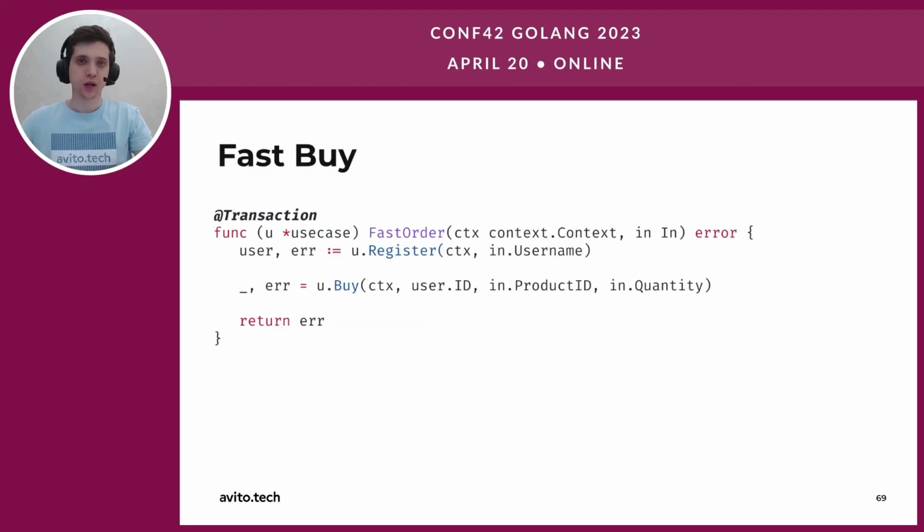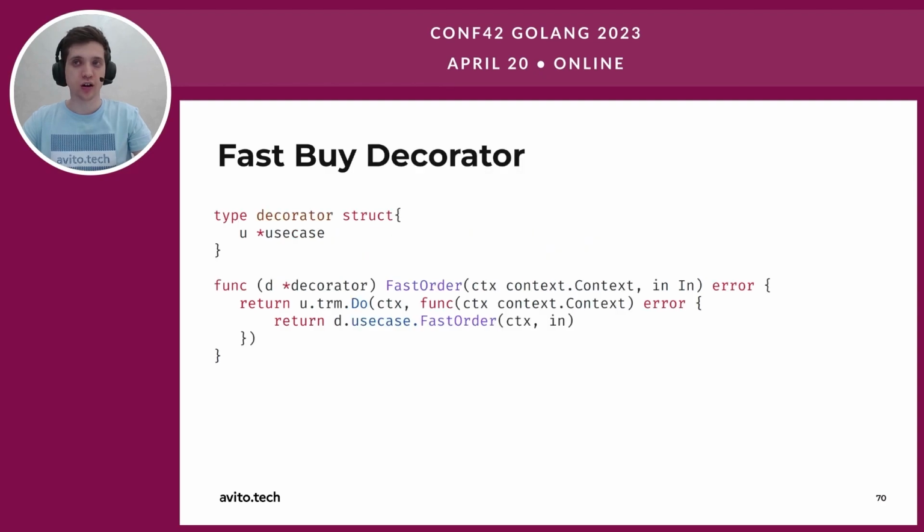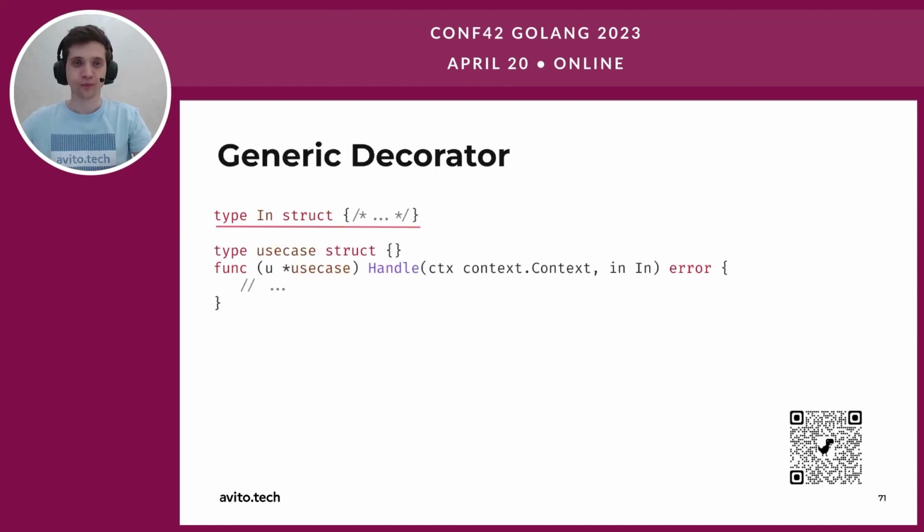In Java, we can hide the transaction from the use case by annotation or XML configuration. We can do the same in Go by reflection, code generation, some tricks with generics, or just a decorator. A simple decorator is on the slide, but we should create a new decorator for each use case. It's not hard, but it's so boring.